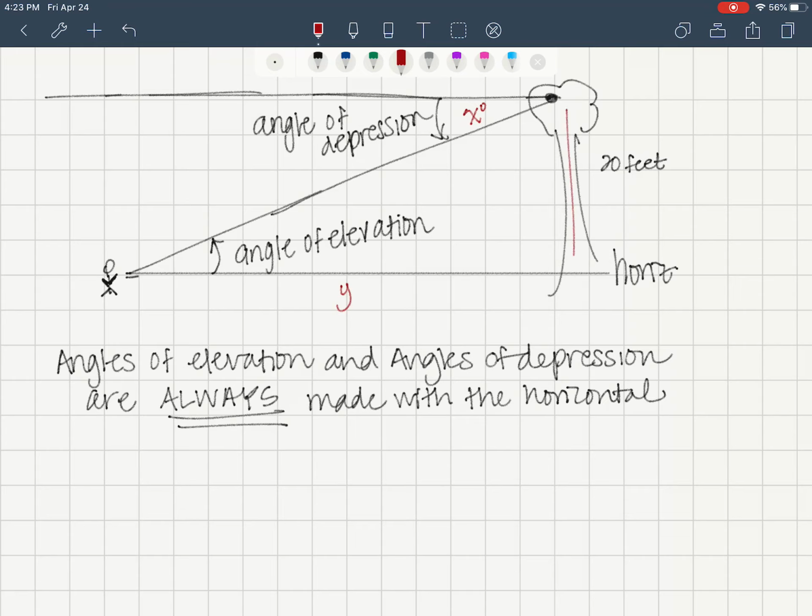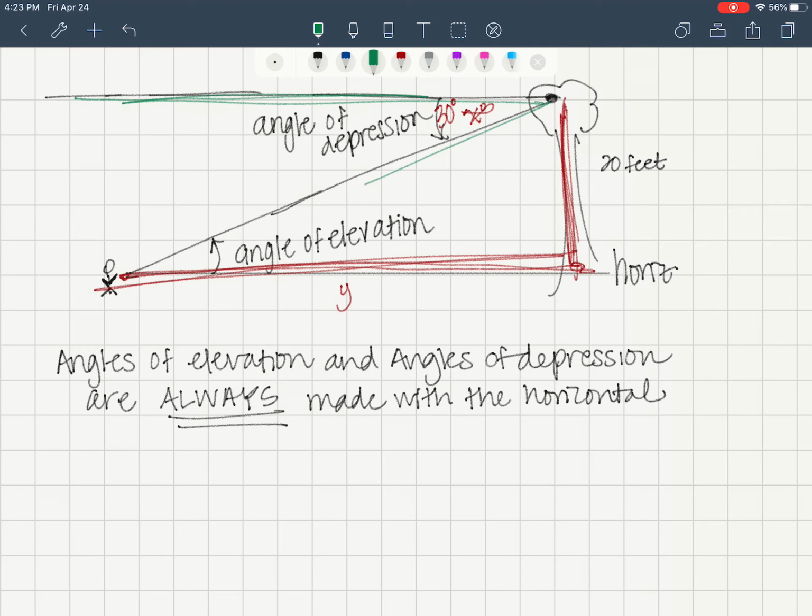So if the tree is 20 feet tall, and let's say the angle of depression is 30 degrees, can we find this distance right here? Can we find how far the person is from the tree? Well, we're talking about an angle of depression, so we're talking about this green portion right here. Well, absolutely, because now what we can do is we can say alternate interior angles are congruent, and we can move this 30 degrees down here, right?